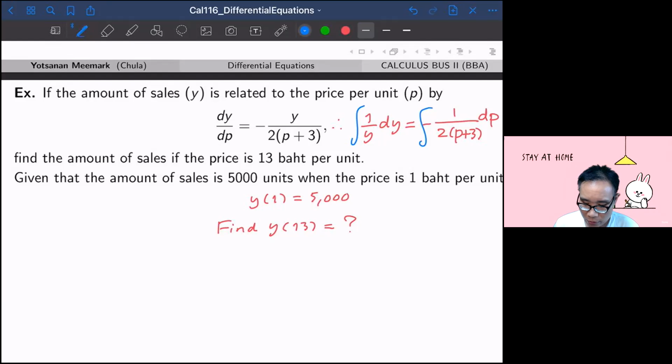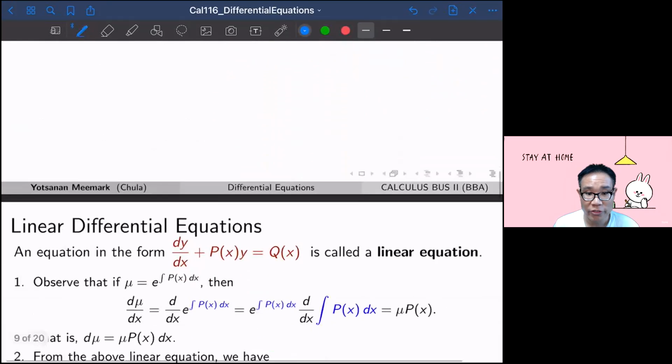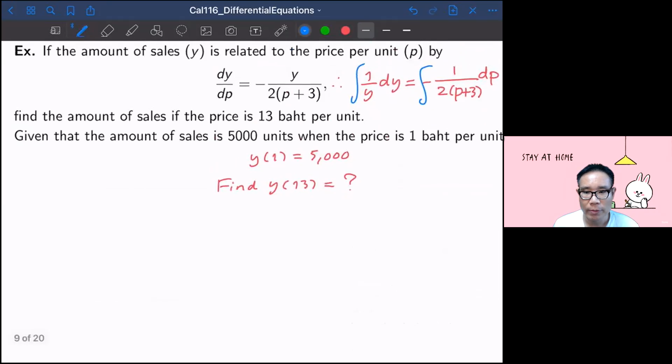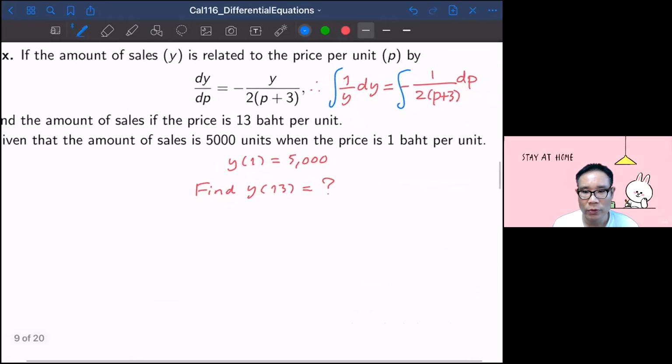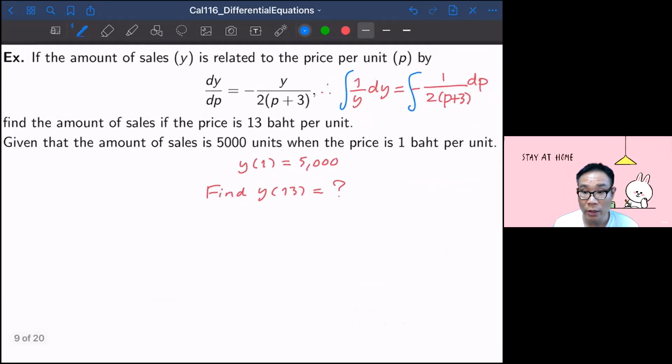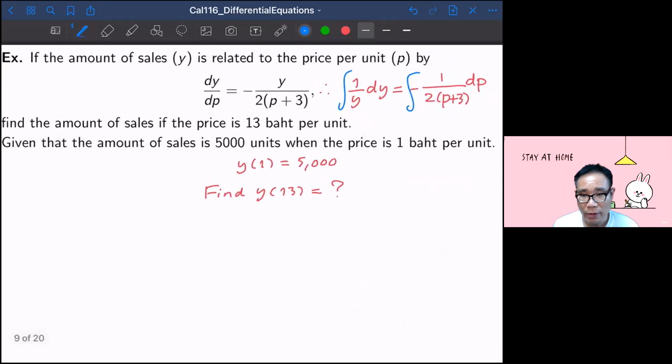Okay, so I'm going to stop here for this first part. This first part consists of the way to solve differential equations involving the technique called the method of separation of variables. Okay, so the second one is going to be linear equations, and the third one will turn out to be applications.